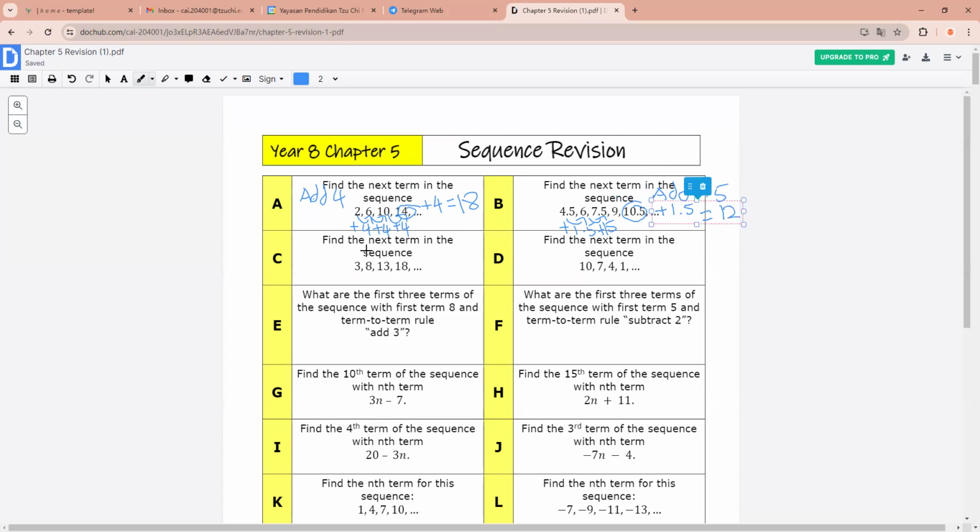Next question, it's also the same. From here, you can see that the term-to-term rule is add 5. So you take the last term, and then you add 5, which gives us 23.